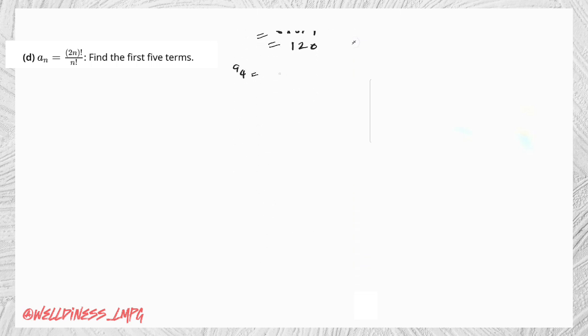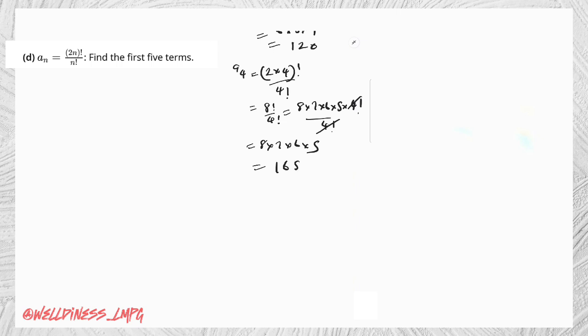Now to get A4, we have to substitute 4 everywhere we see n. So that will be 2 times 4 factorial divided by 4 factorial. So that will give you 8 factorial divided by 4 factorial. So that will be 8 times 7 times 6 times 5 times 4 factorial. We'll stop with 4 factorial since 4 factorial can cancel out 4 factorial. So 8 times 7 times 6 times 5 will give you 1680.